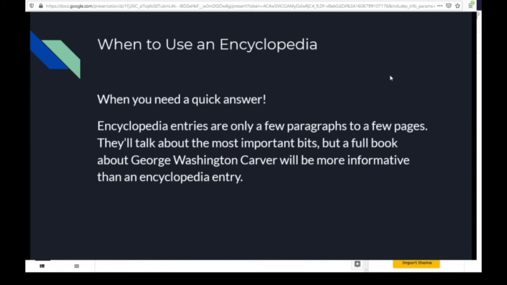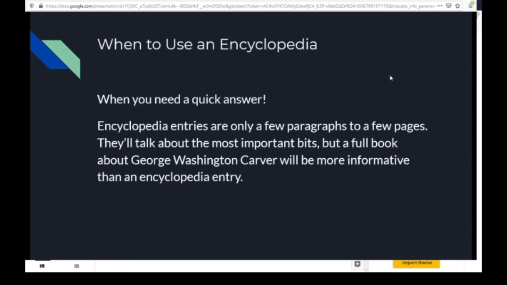The other time to use an encyclopedia is when you need a quick answer, right? Encyclopedia entries are only a few paragraphs to a few pages. It's not a whole book about that topic. They talk about their subject for a few paragraphs, a few pages, and then they move on. So they'll talk about the most important bits, which is good.